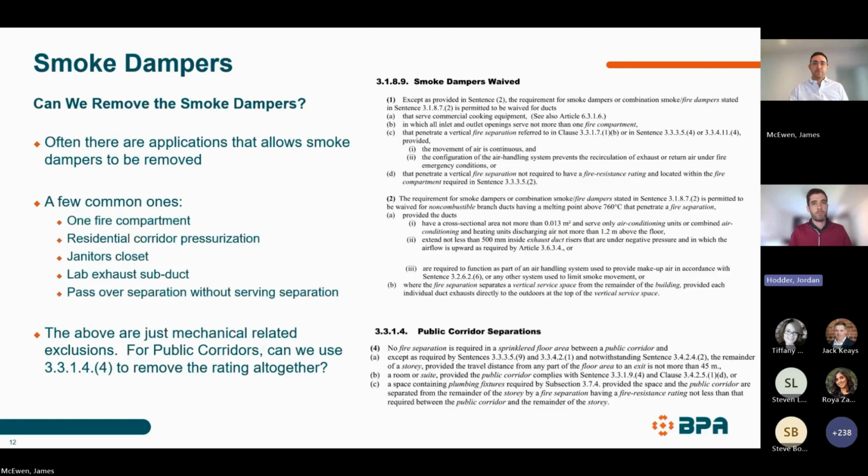So smoke dampers, this is a similar section to what Jack showed before, where we can waive smoke dampers. So there's a few common ones. The fire compartment one is a big one. Residential corridor pressurization, we'll have an example later in the slides. Janitor's closets, there's lots of discussion around janitor's closets in our office at least. Lab exhaust subducts is an opportunity to remove smoke dampers. Passing over a fire separation without actually serving the space. And also public corridors. I think there's a lot of opportunity where the public corridor might not even be rated in the first place, and that's an easy way to remove a smoke damper.